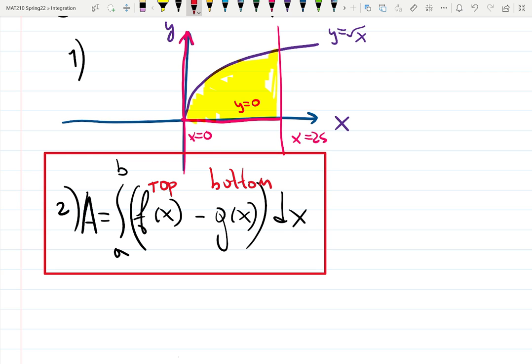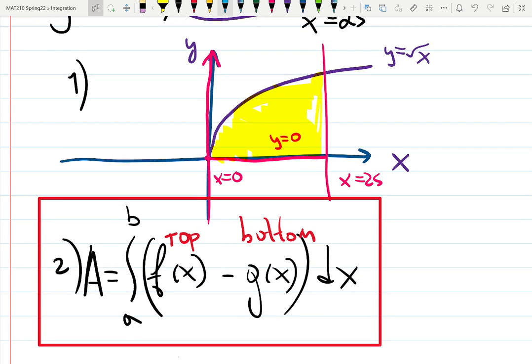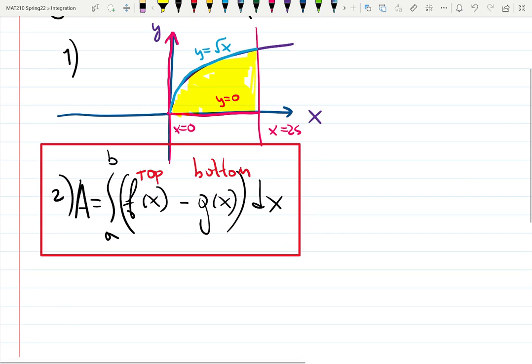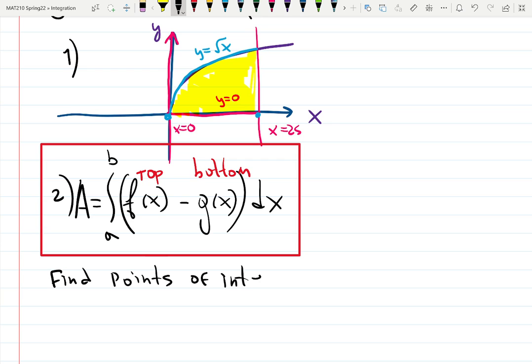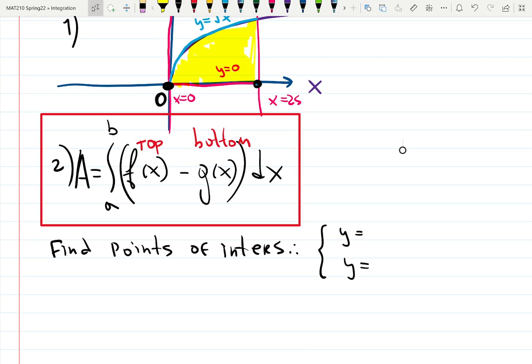Do you remember that? I can already visually see which function is at the top. The function square root of x is at the top, so it will go first, minus y equals 0. That is the second one. But I need to find a and b. From this example, a and b are obvious, 0 and 25. But if not, you need to find points of intersection, and I am asking you on the exam to do that. How to do that? I need this point and this point. The first point is 0, but the second point, which I can see, is 25. You create a system of equations, y equals and y equals. I will give you one more example where we actually have to do that.